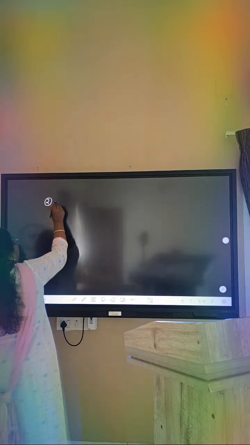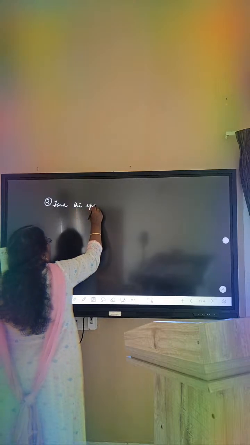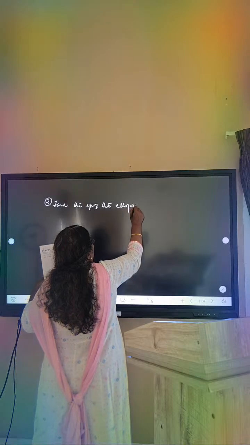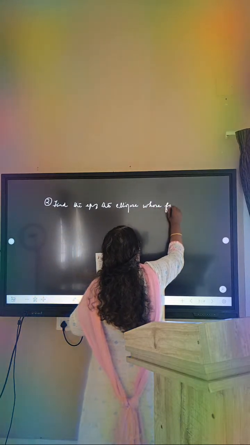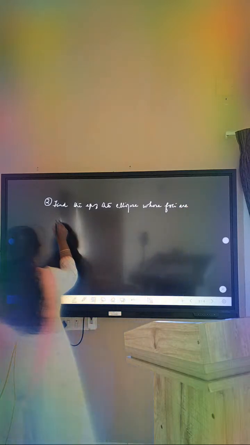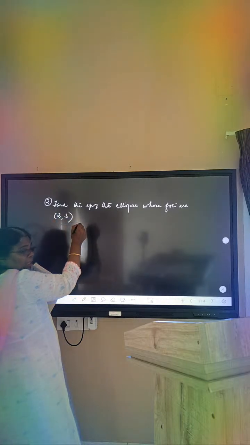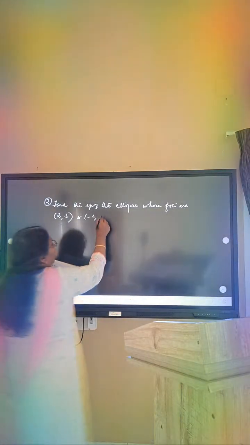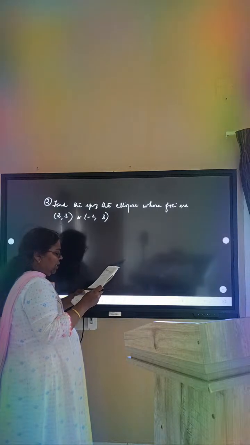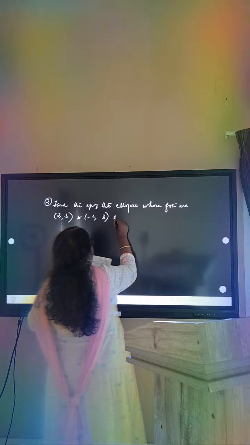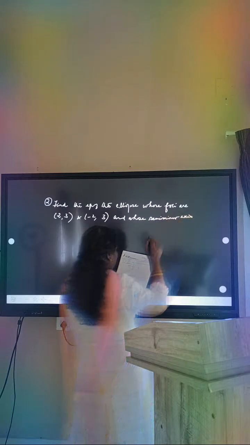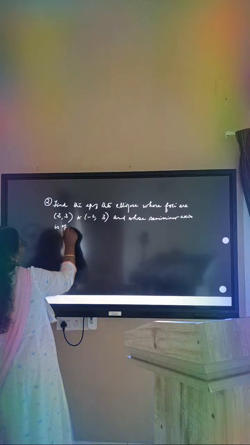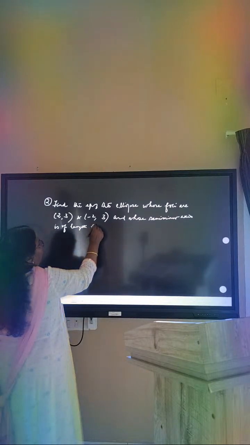Find the equation of the ellipse. The second one is, find the equation of the ellipse whose foci are 2, 3 and minus 2, 3, and whose semi minor axis is of length root 5. So this is the question.